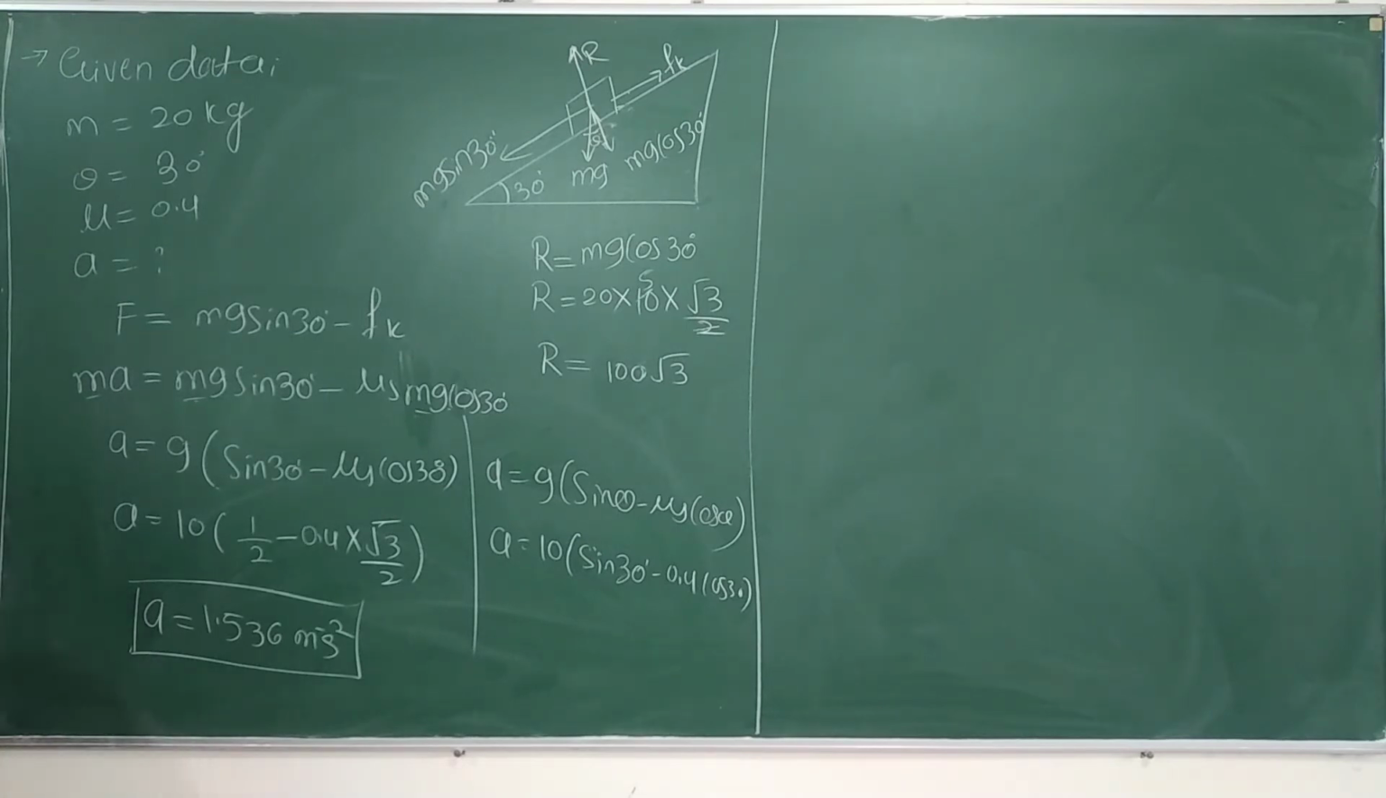17. What are the given data in the 17th question? A block of mass 2 kg is given, and that block is resting on an inclined plane, and that inclined plane angle is 30 degrees.